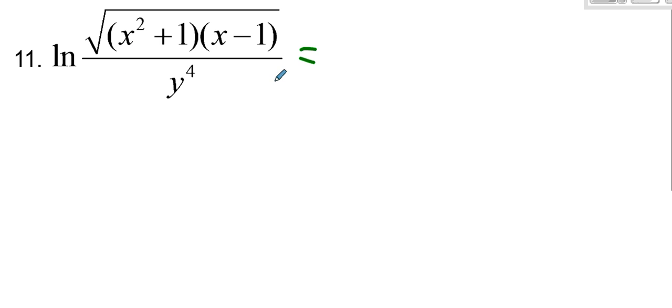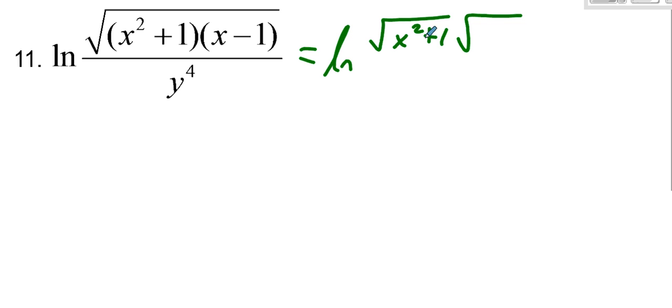So we have a square root of two things being multiplied together. Before we jump into any log stuff, you can think of that as the square root of x squared plus 1, times the square root of x minus 1. You can split those up. So we have multiplication between those square roots. Multiplication gets expanded with addition.